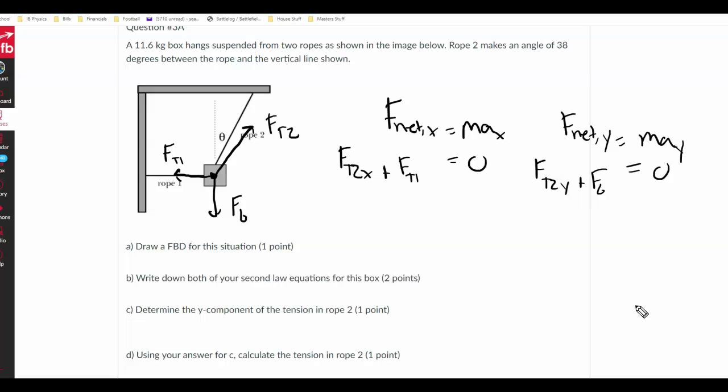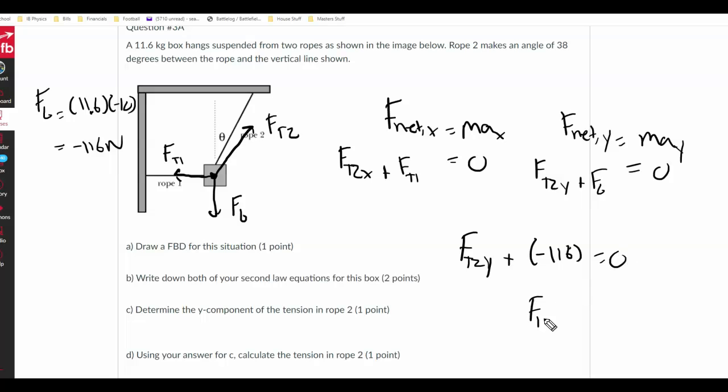C says determine the y component of the tension in rope 2. Okay, so as long as you have these equations written down, this is easy. Ft2y obviously has to balance out with Fg, but if the mass is 11.6, then Fg is 11.6 times negative 10, which is negative 116 newtons. So that's Fg. That means Ft2y is 116 newtons. That's it for C. That's another point.